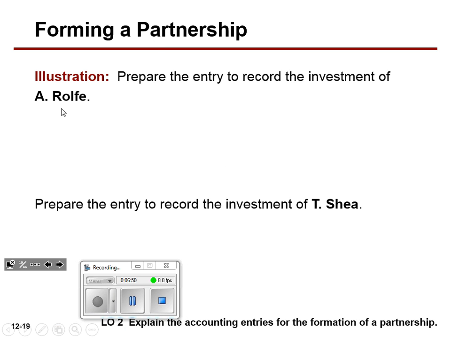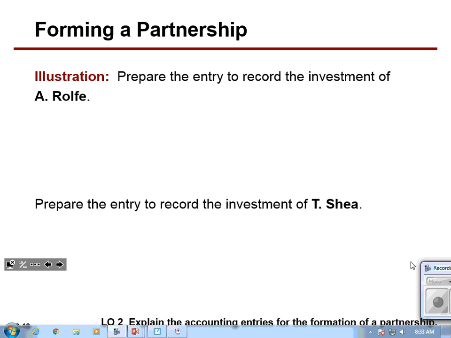So they're asking us to prepare entries for both partners. What did A. Rolf bring? Cash, and what else? Was he the one with the equipment or the AR? I can't remember. He had the equipment. Okay, are we including that contra asset with it? Accumulated depreciation. Remember, that gets wiped out and instead we value it with a fair value valuation. Okay, so he brings what to the table? Cash and equipment.